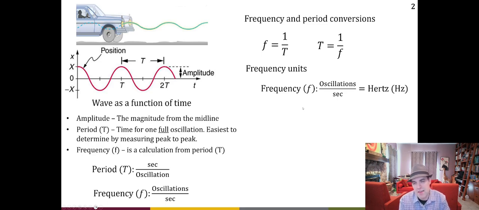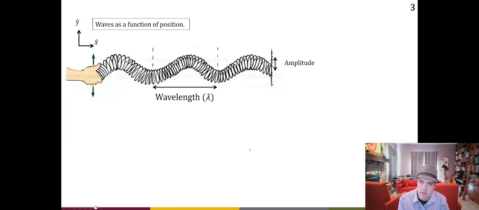Now, frequency does have a nickname unit, and that is hertz. So frequency is oscillations per second, and hertz, Hz, is the symbol that you'll use for that. There is no nickname unit for period, it's just seconds per oscillation, or you can just say seconds, because oscillation is easy.